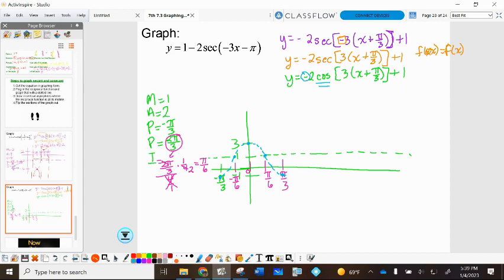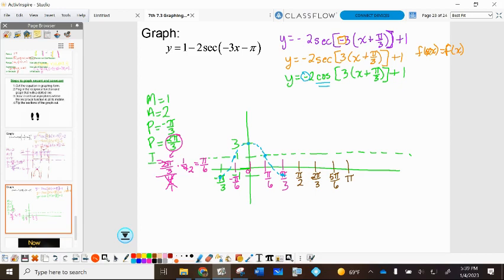Now let's go ahead and do 2 cycles, because they often want us to do 2 cycles. So I'm going to go 1, 2, 3, 4 more equally spaced points, counting by pi over 6. So pi over 3 was really 2 pi over 6, so that'll be 3 pi over 6, which simplifies to pi over 2, 4 pi over 6, which simplifies to 2 pi over 3, 5 pi over 6, and 6 pi over 6, which simplifies to a whole pi.